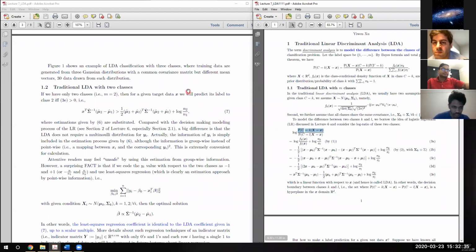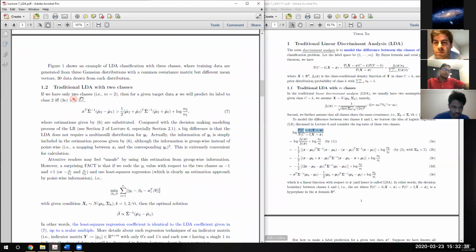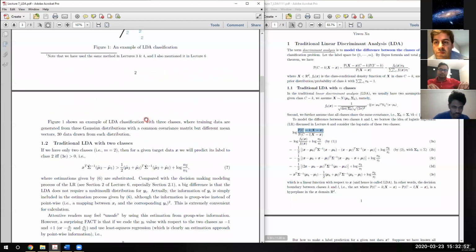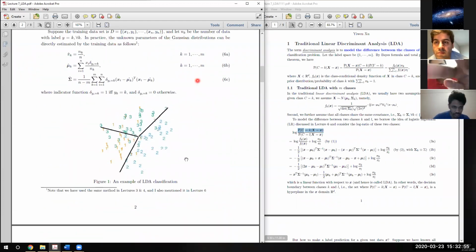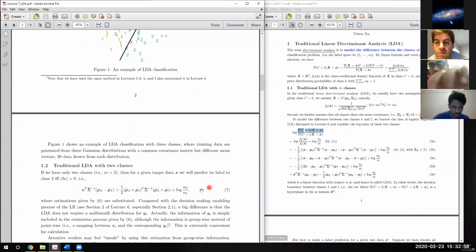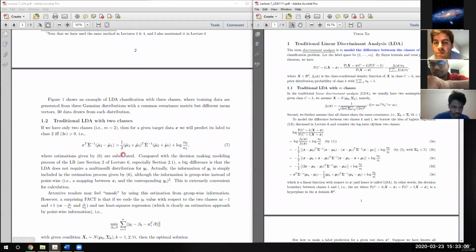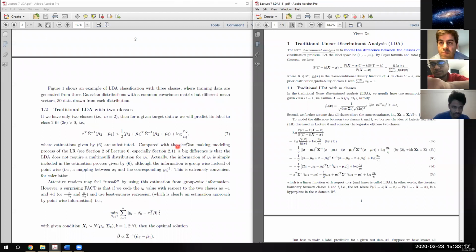That's why we will predict its label to be class 2 if this is greater than 0. In other words, you have this. And of course, you can calculate these parameters as I wrote here by the equations given in 6. So this is very simple. I just need to calculate it one time and I immediately know my decision, right? Again, by comparison with the logistic regression, I don't have a Bernoulli distribution here, and I don't need to have any very difficult or complicated calculations.